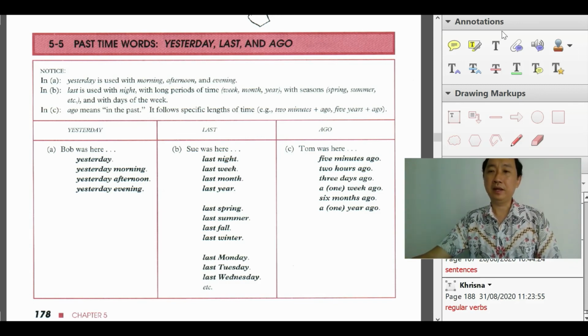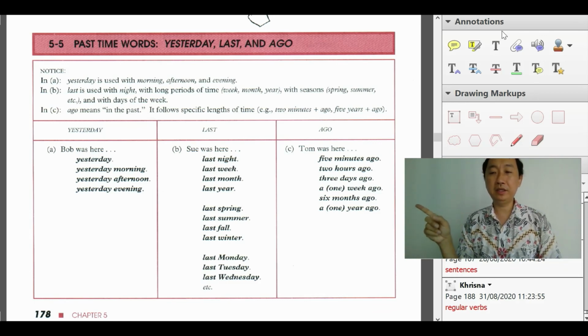And then 1 year ago, people usually use last year. When we say 2 years ago, we use ago. Okay, so you can see this description, and the past time words information, how to express past time. So it is connected to past time verbs. Okay, guys, so I hope that you understand. We can continue to the next part of the lesson.